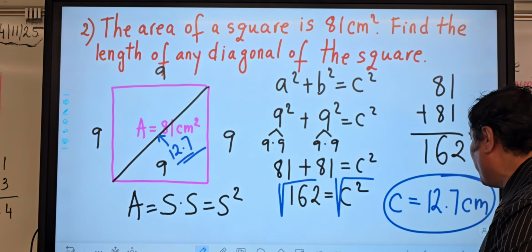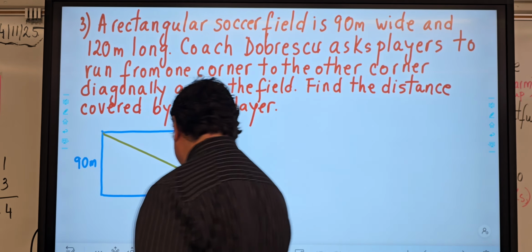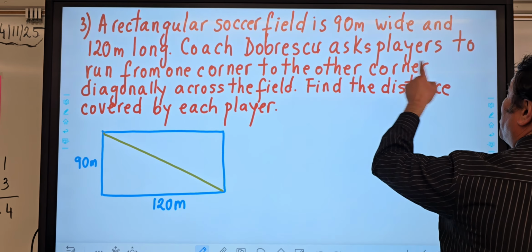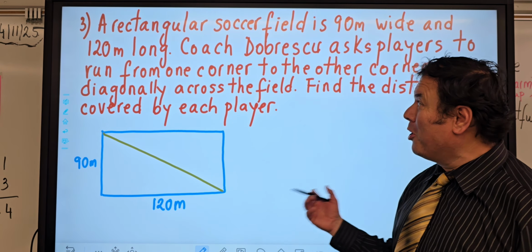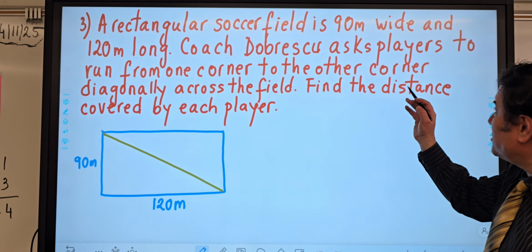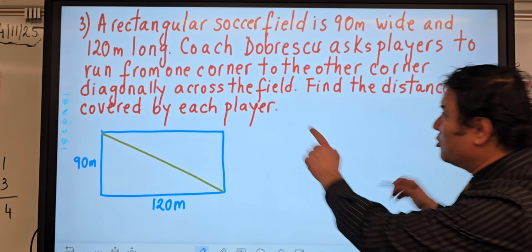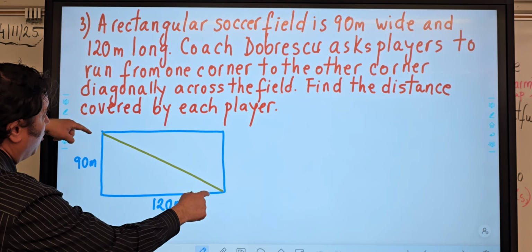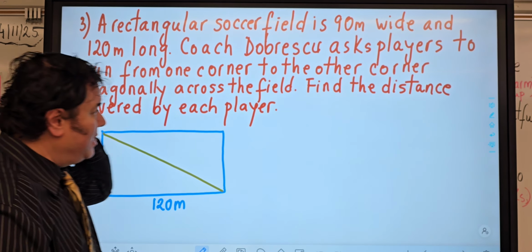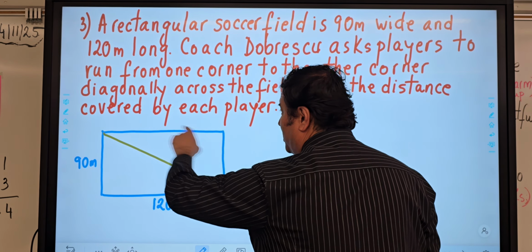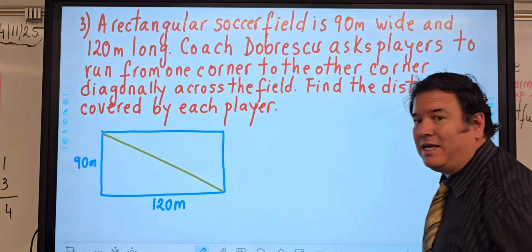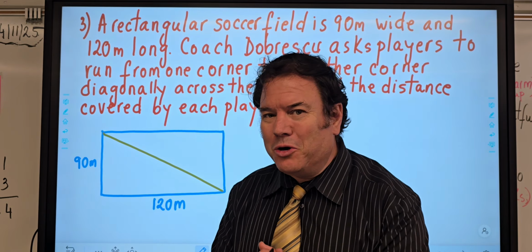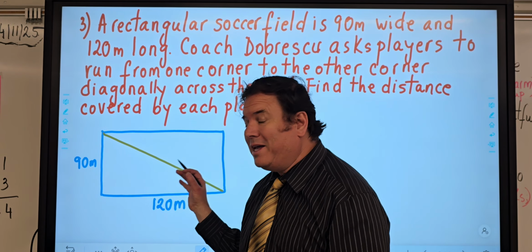Let's take a look at another word problem here. In this case, we have, let's see what we have here. It says a rectangular soccer field is 90 meters wide and 120 meters long. Coach Dobrescu asks the players to run from one corner to the other corner diagonally, right? From this corner to the other corner diagonally across the field. And now we know we need to find the distance covered by each player. We got to find that distance. And again, we can see how applicable the Pythagorean theorem is, how useful it is for us to find that diagonal.